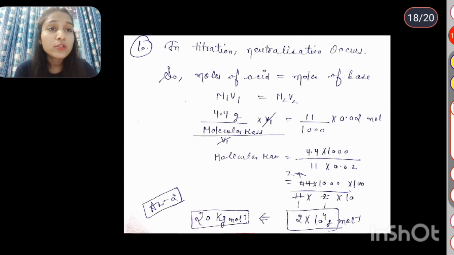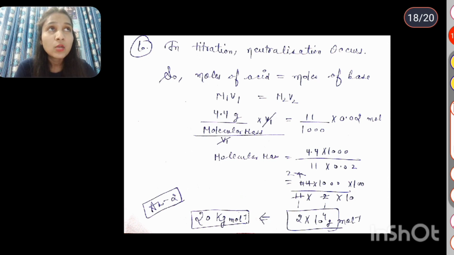So here you have to simply equate the moles of acid and base, that is M1V1, because they are talking about titration, and in titration neutralization occurs. So M1V1 is equal to M2V2. M1V1 हमारे पास है एसिड के लिए और M2V2 है बेस के लिए. So M1 is basically molarity, that is number of moles upon volume of solution in liters.